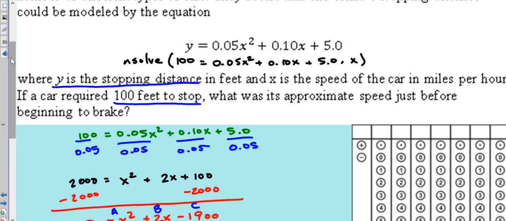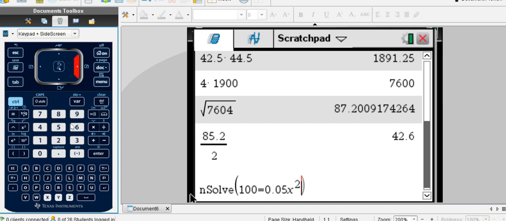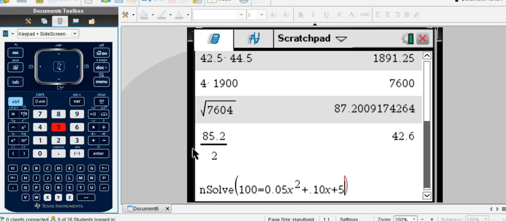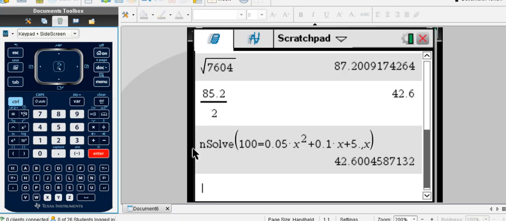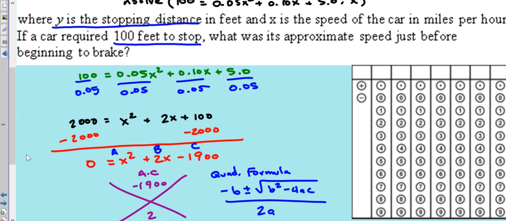So I'm going to go to the very top and just nSolve, like I told you was the easiest way from the get-go. So menu 3, 1, it was 100 equals 0.05x squared plus 0.10x plus, I forget what the value was. Let's go 5.0. And then we do comma x, hit enter, and we get 42.6, same exact thing. So that would be our answer. Rounded to the nearest tenth would be 42.6.